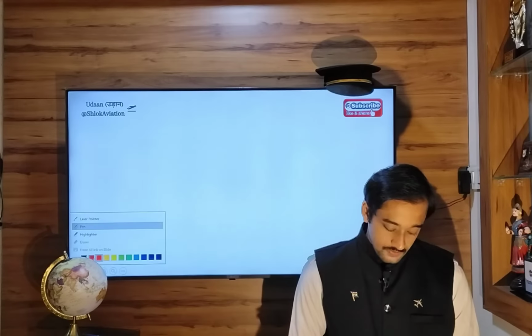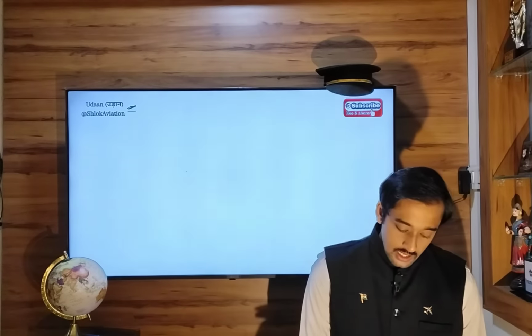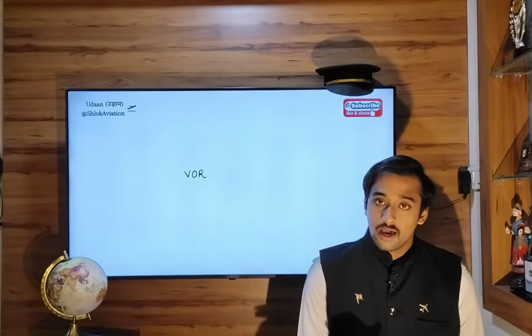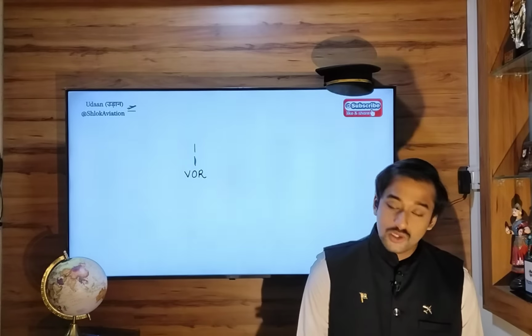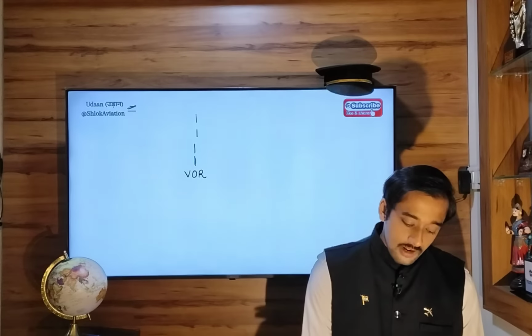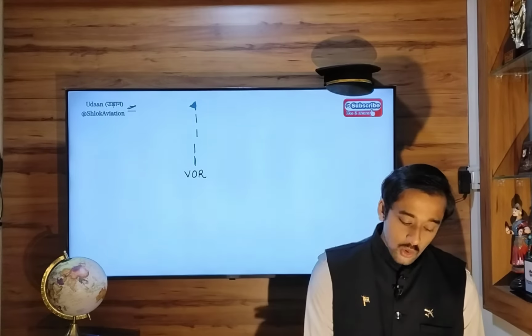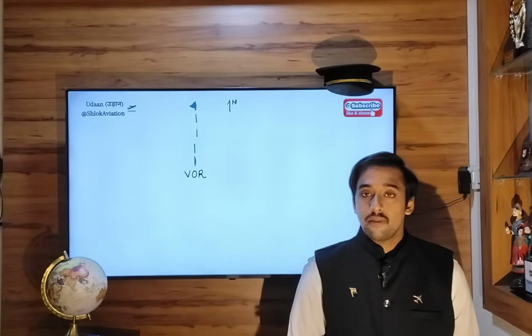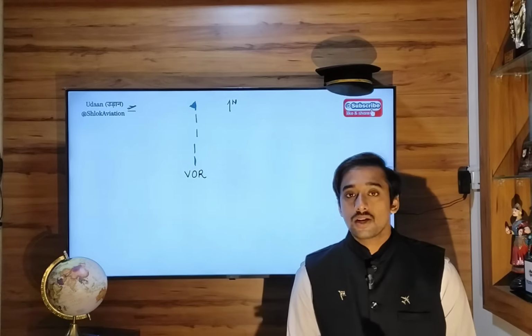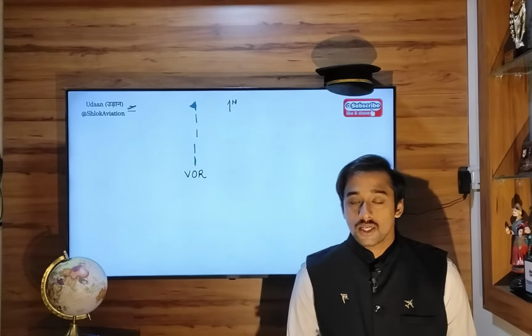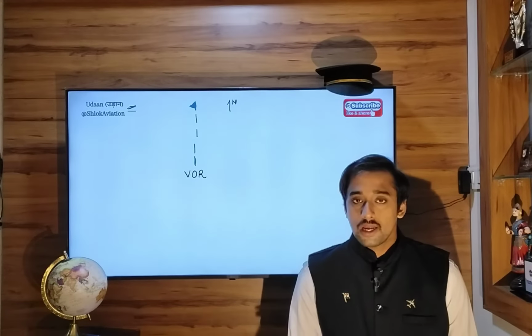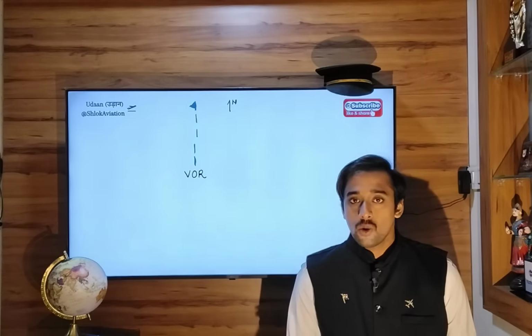So let's touch upon some basics. This is your VOR station. I have also explained this in the previous video. Nevertheless, this VOR station will transmit two signals, one of them being the reference signal, which is oriented in the magnetic north direction. The second signal is your variable signal. This variable signal rotates around the VOR station full 360 degrees, constantly, continuously.